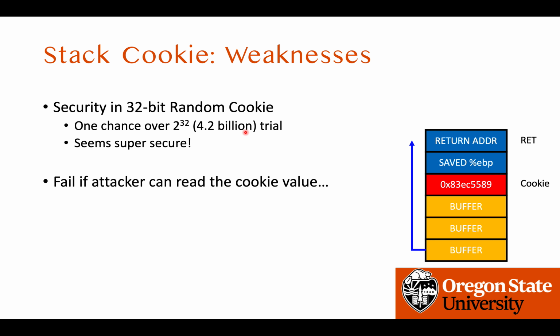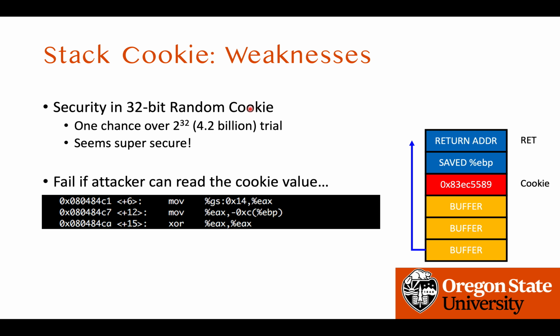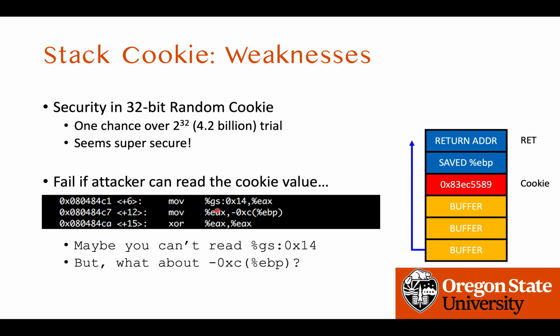But the reason why I'm mentioning this as a weakness is that it could fail if the attacker can read the cookie value. The cookie value is hidden behind the GS register. But even if we cannot read the address pointed to by the GS register, we can read the value on the stack, because that will be stored at EBP-C. Yeah, so this will kill the attack.